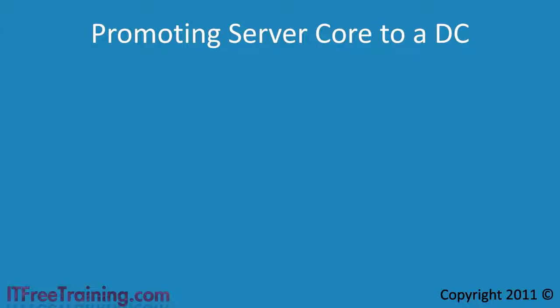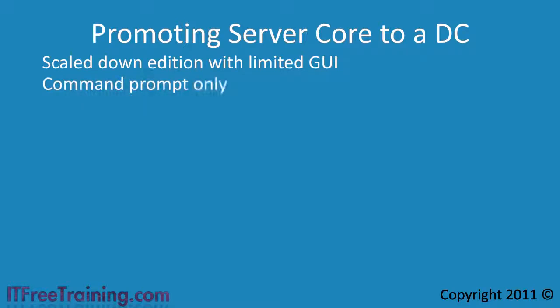Windows Server 2008, besides the different editions like Standard and Enterprise, comes in the Full and Core editions. Server Core is a scaled-down version of Windows Server. It has a lot of the same features as the Full edition, however the major difference is it has a limited GUI. To perform administration on the server, you need to do it from the command prompt.